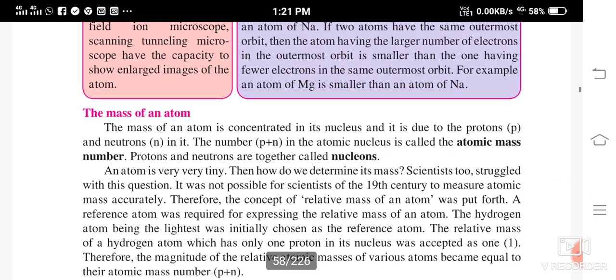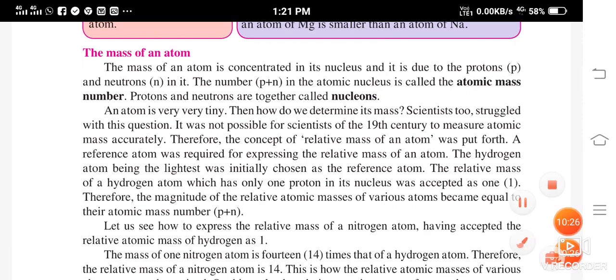Okay, now see the mass of an atom. The mass of an atom is concentrated in its nucleus and it is due to the protons and neutrons in it. The number P plus N in the atomic nucleus is called the atomic mass number.